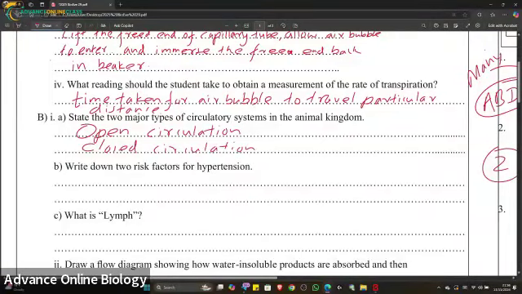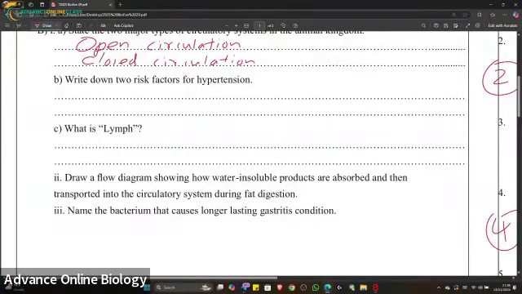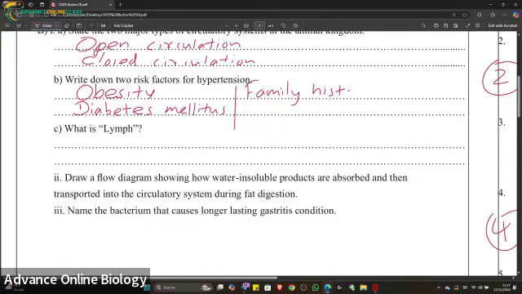Write down two risk factors for hypertension. First one is obesity. Next one, people, diabetes mellitus. Family history. Smoking. And then you can take high intake of salt. And you can write a few points like that.